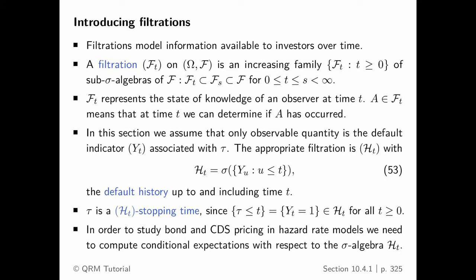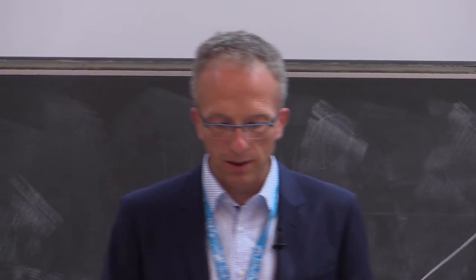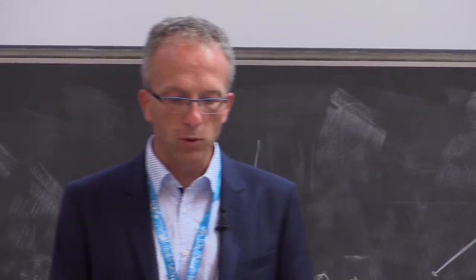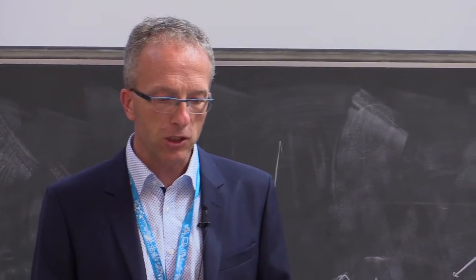Later on today, when we consider models with stochastic hazard rates, there will be more economic information, and there might be things like stochastic interest rates and some economic state variables that model maybe GDP or other economic quantities, and then we will need bigger filtrations. For the moment, the next result is useful because it tells us how to compute conditional expectations with respect to the simple filtration.